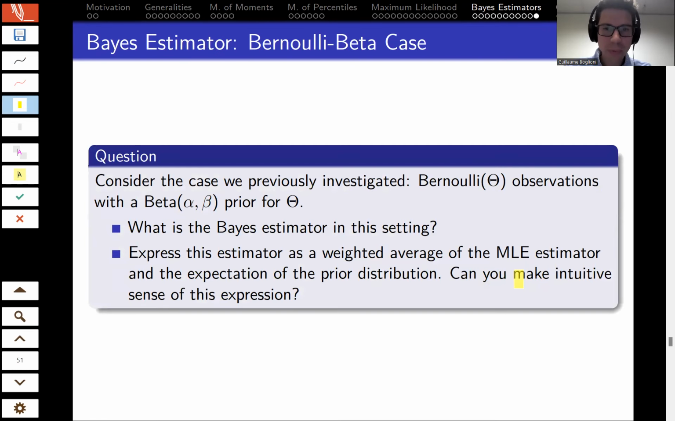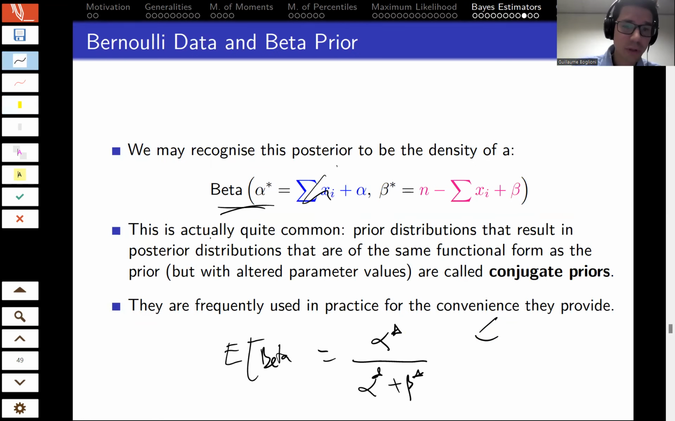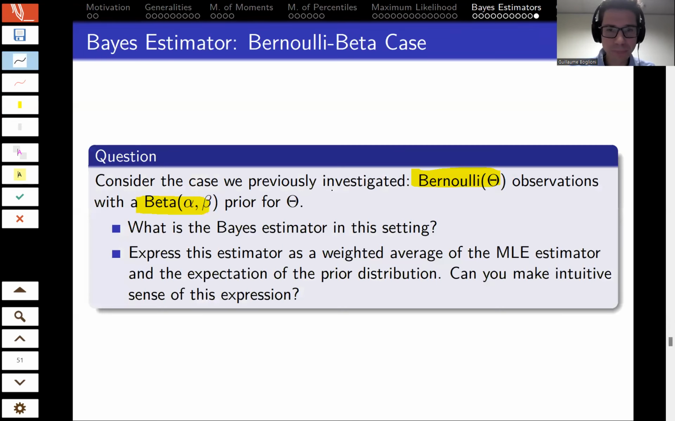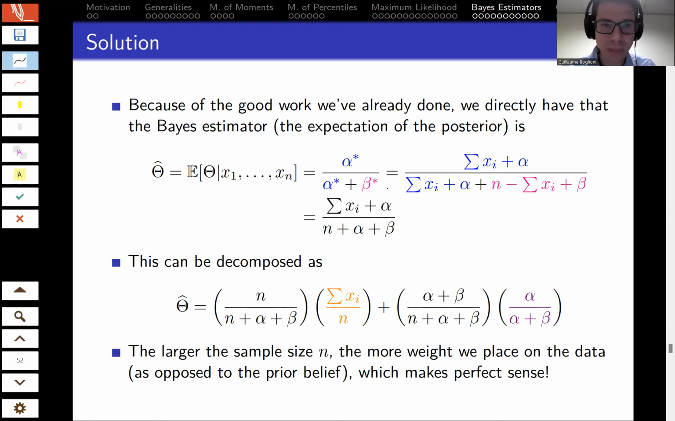And so here, just to wrap up, if we go back to this example of Bernoulli observations that have a beta prior for the probability of success theta, what is the Bayes estimator in this setting? Well, as I said just now, it is the expectation of the posterior, but the posterior is just beta with new parameters. You see, the posterior distribution is beta with those parameters. The Bayes estimator, here you might want to call it big theta hat, is the expectation of theta given the observation. So it's the expectation of the posterior distribution.